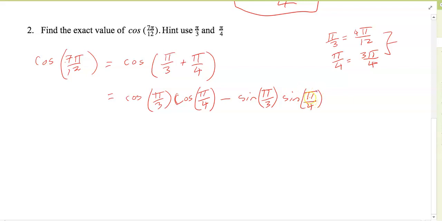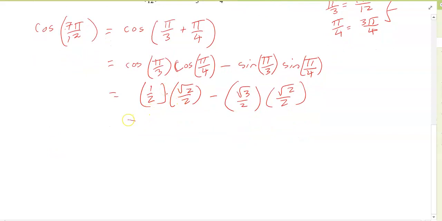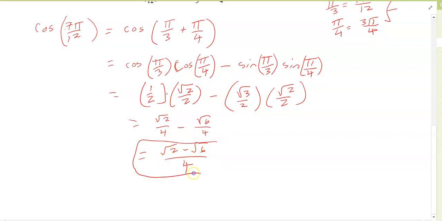Okay, so let's do it. Cosine of pi over 3 was 1 half. Cosine of pi over 4 was radical 2 over 2. Minus the sine of pi over 3, which is radical 3 over 2, times the sine of pi over 4, which is radical 2 over 2. So this would be equal to radical 2 over 4 minus radical 6 over 4. So this gives you radical 2 minus radical 6 all over 4. And we're done.